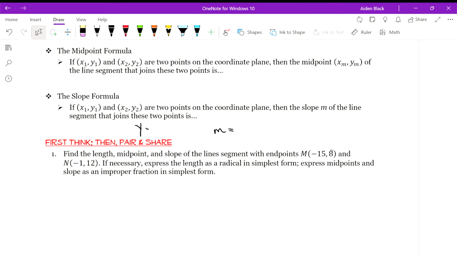Remember, in y equals mx plus b, that's our slope. And in which case, this is the change in our vertical, our vertical change over our horizontal change.